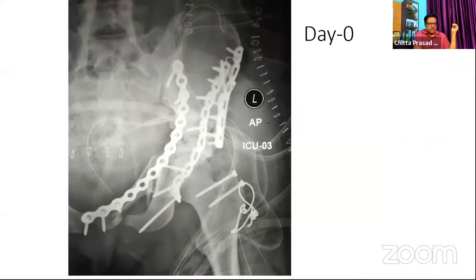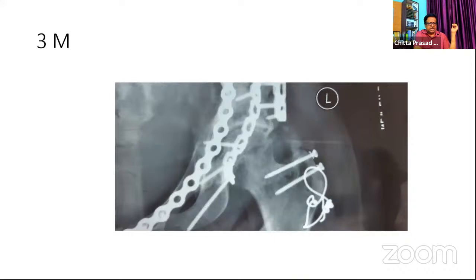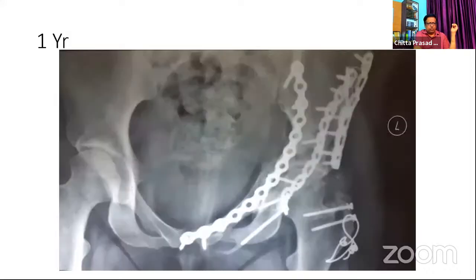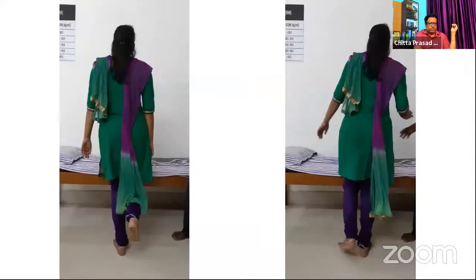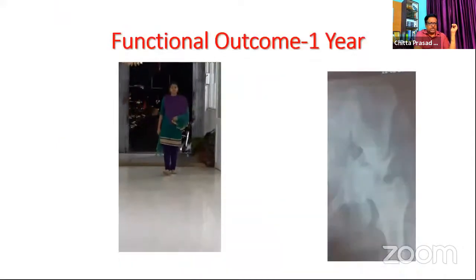This is the immediate post-op X-ray. This is at the end of 3 months. This is at the end of 1 year, and you can see the hole in the trochanter from where the graft was taken. This is her functional status. No hip abductor extensor weakness, and the hip has full range of movement. No Trendelenburg gait, and you see the functional outcome.